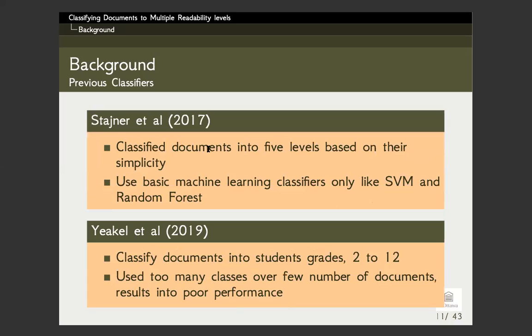Stajner and others in 2017 classified documents into 5 levels based on their simplicity. They used basic machine learning classifiers only, like SVM and random forest. Yaneva and others in 2019 classified documents into students' grades, from grade 2 to grade 12. They used too many classes over a small number of documents, which resulted in poor performance.